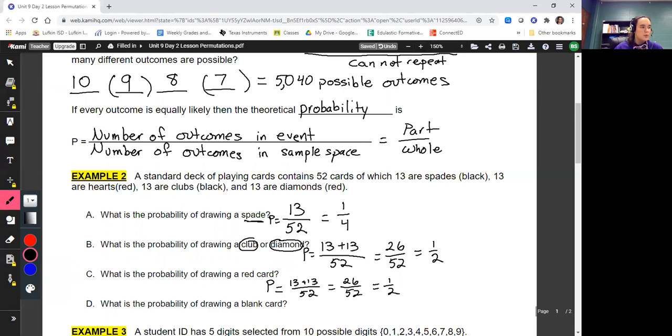And then the next one, what is the probability of drawing a blank card? So we have 13 spades, 13 hearts, 13 clubs, and 13 diamonds. It's a total of 52 cards. None of those are blank. So we can't draw a blank card. There's no way to draw a blank card out of 52. So that probability is 0.